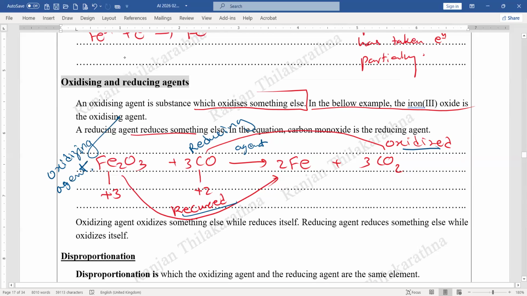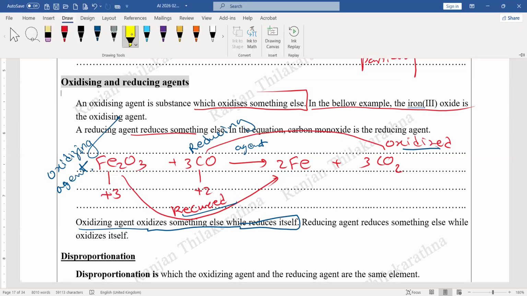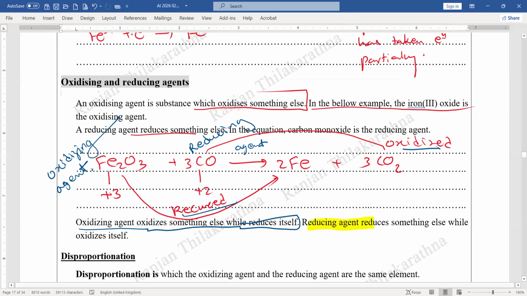Oxidizing agent and reducing agent. See, an oxidizing agent oxidizes something else while reducing itself. And a reducing agent reduces something else while oxidizing itself. The opposite thing will happen.